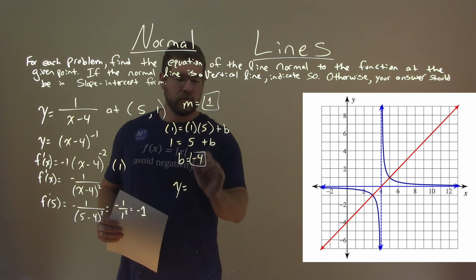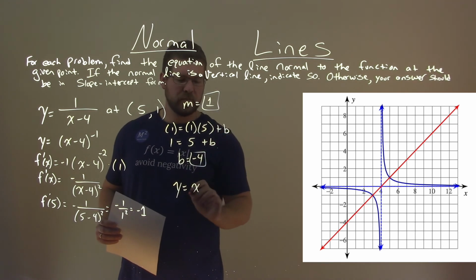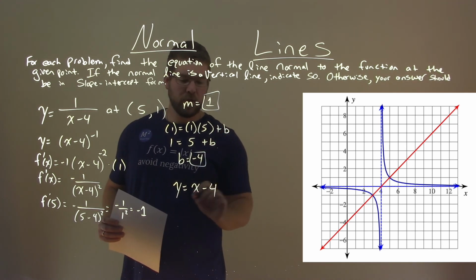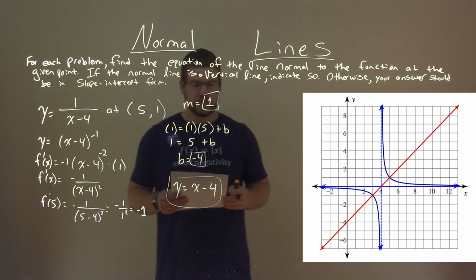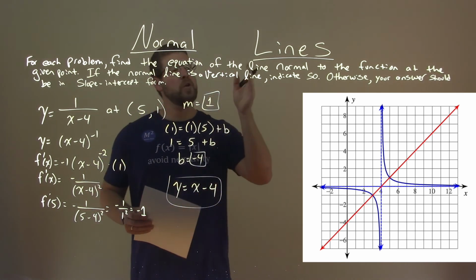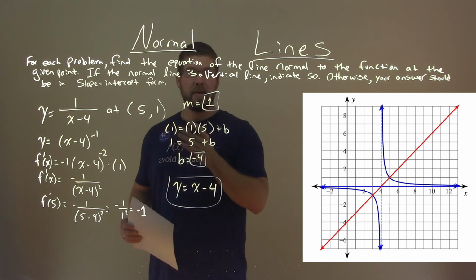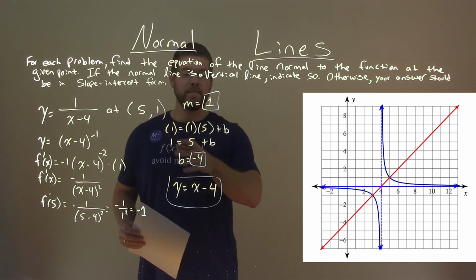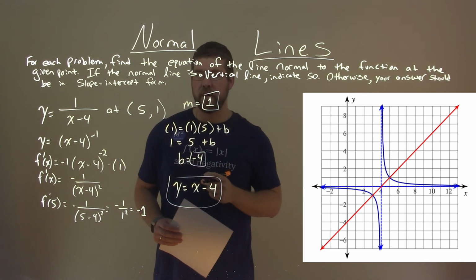Y equals our slope 1, which you don't need to write, so we just have x minus 4. And so y equals x minus 4 is the equation of the line normal to our original function at the coordinate point of 5 comma 1, and so is our final answer.